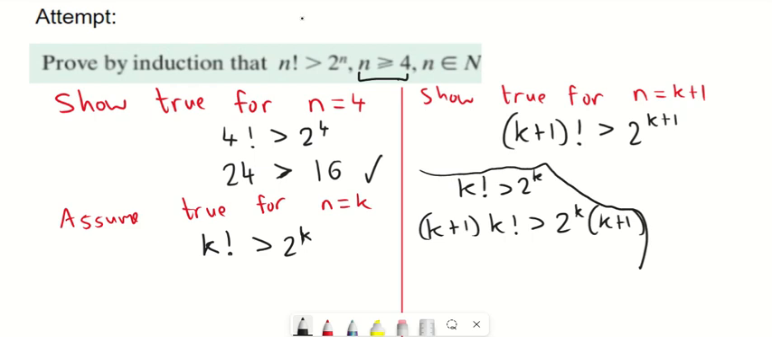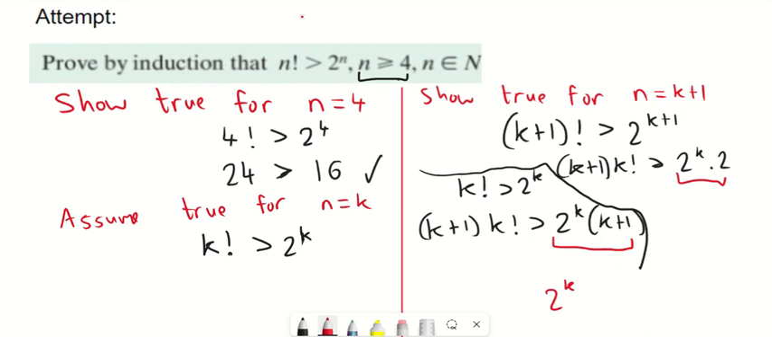Now we also know that k plus 1 factorial, if you think about it, is the same as k plus 1 times k factorial. So we're showing that that is greater than 2 to the power of k times 2, because that's the same thing as 2 to the power of k plus 1. So now you notice then that this here and this here are the same thing. So we then need just to show that this is greater than this, and that will show the proof.